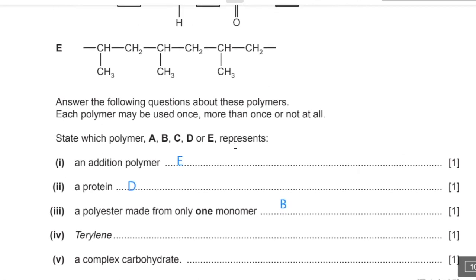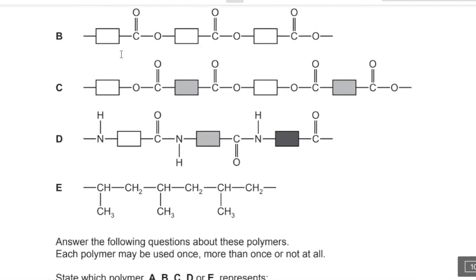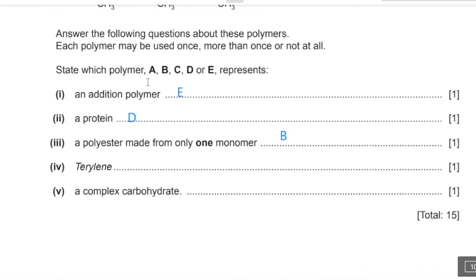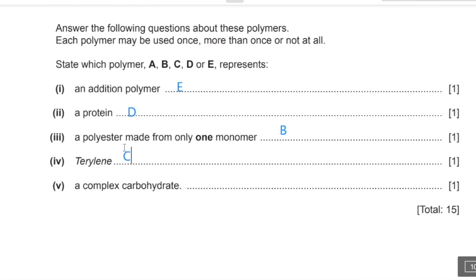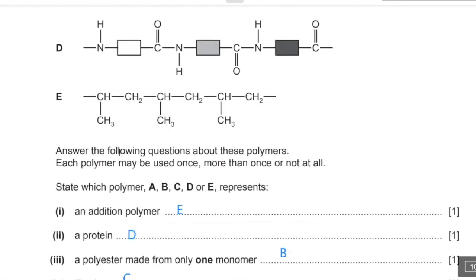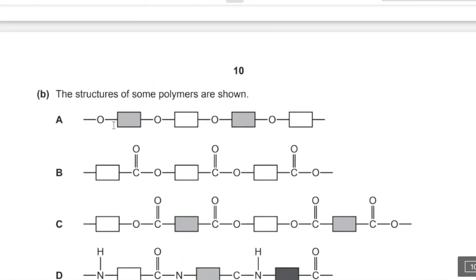Part 4 is polythene. Okay, so this part C is the polythene. Part 5, a complex carbohydrate, which is A, indicated by the glycosidic bond over here.